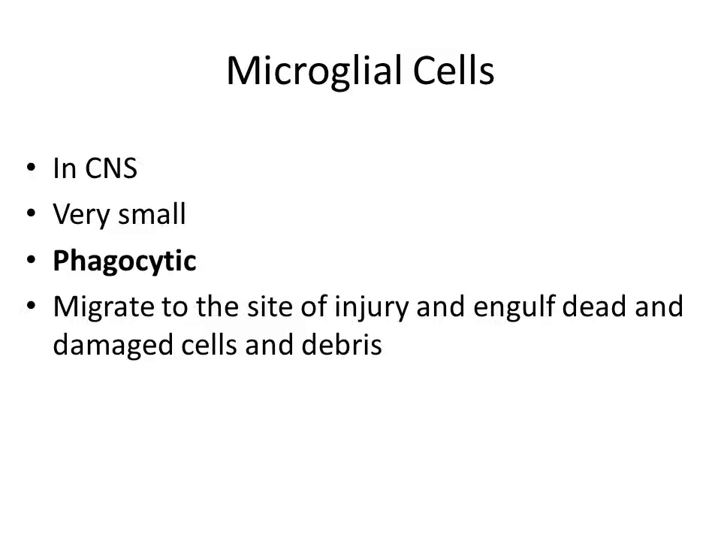Also, if there's any kind of an injury, they will migrate along with astrocytes to the area of injury and surround the affected area and help prevent the spread of toxins from the injury to surrounding areas. So they help limit the extent of the injury. And then the microglial cells start to slowly digest and engulf any dead neurons or their parts.